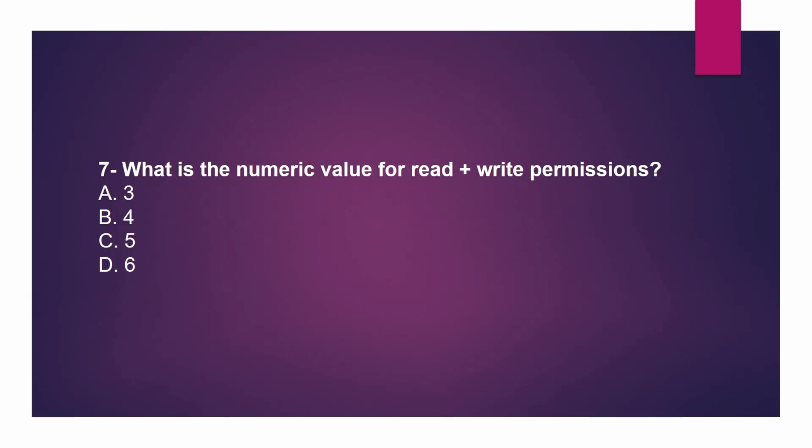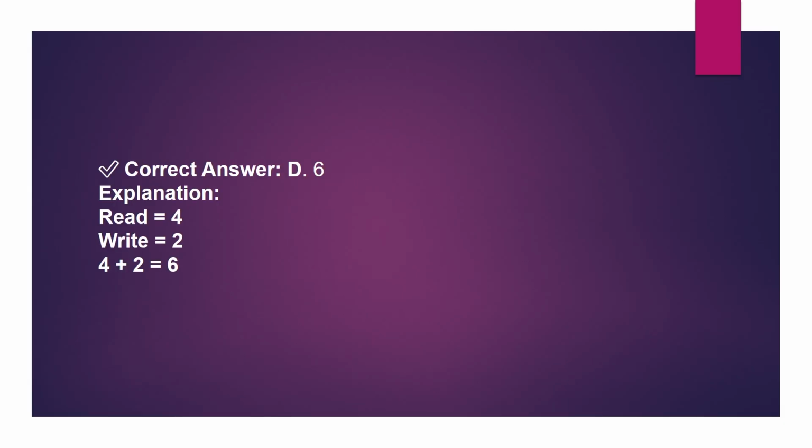Number 7. What is the numeric value for read plus write permission? Correct answer is D. 6. Read equals 4, write equals 2, 4 plus 2 equals 6.